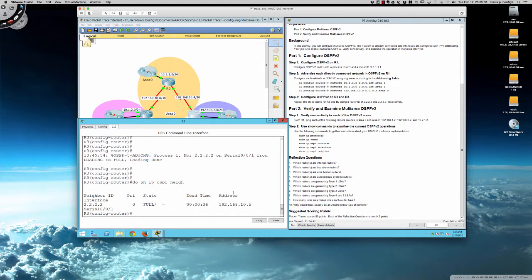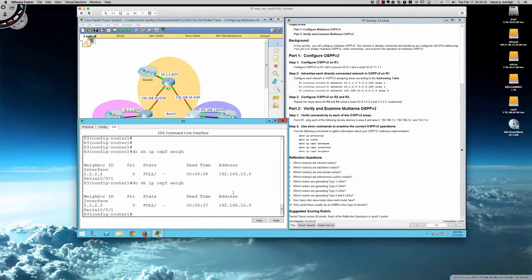Our dead timer, again, if I were to run this command, you'll see the dead timer will walk itself down to 30, at which point it will then go back up because it's received a hello, and there you go. It counts down from 40 seconds to 30 seconds, which is when it'll receive its next hello, and then it'll continue on.